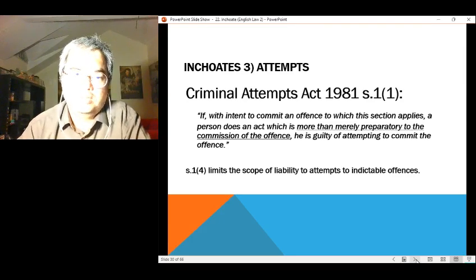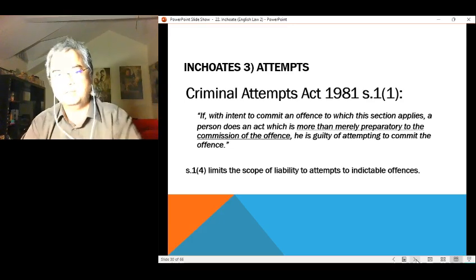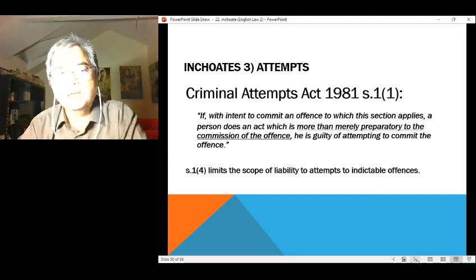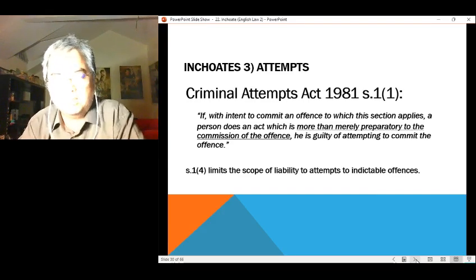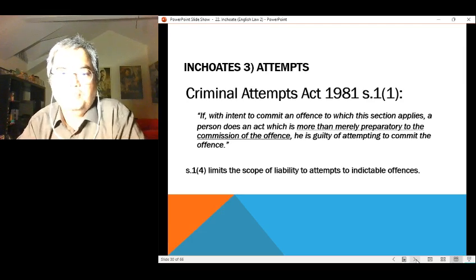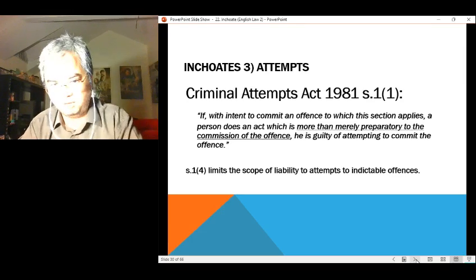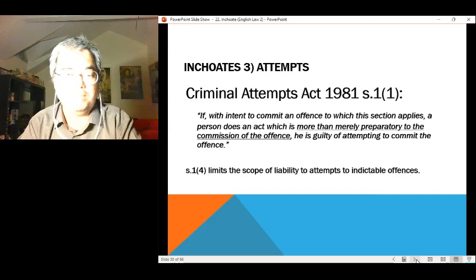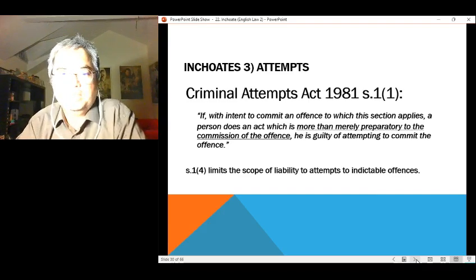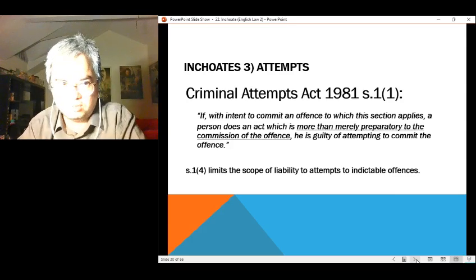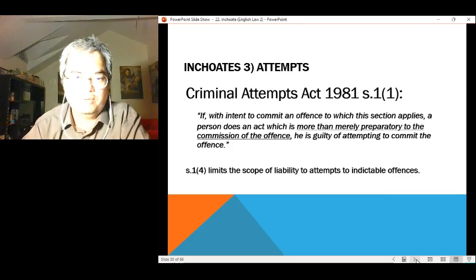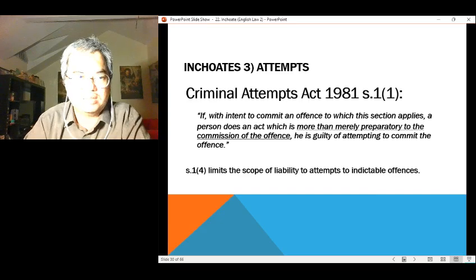The actus reus is to do an act which is more than merely preparatory to the commission of the offense. If it's just preparing to commit the offense, it cannot be attempt. So it must be more than merely preparatory. That means he must have basically started to commit the offense, except that he has not completed the offense yet. And the mens rea is that he must do so with the intention to commit an offense, right? With the intention to commit an offense.